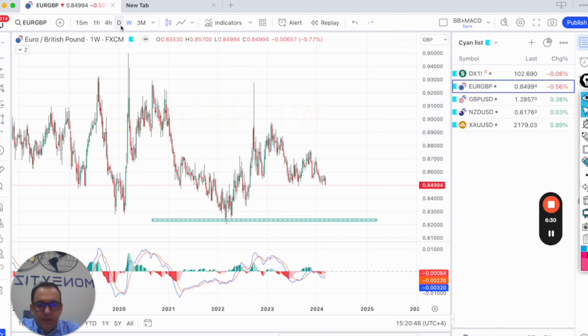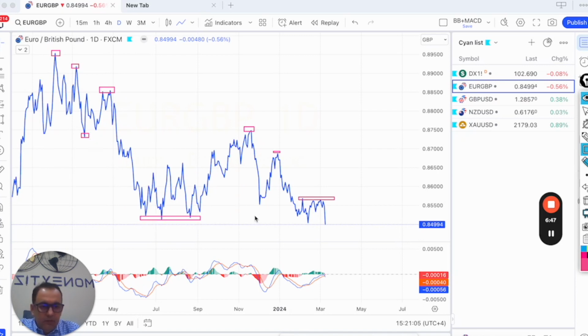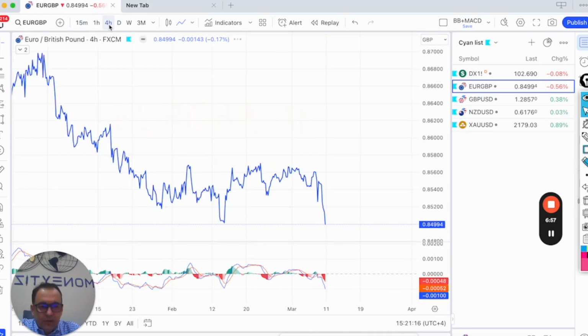Moving back to daily. Now based on daily, we can see we have a sequence of lower highs, lower highs, lower high, lower high, lower high, and lower high. We also have a sequence of lower lows, and it's still bearish. There are no signs against the bearish movement. And the 4 hourly chart is clearly bearish, no signs against.